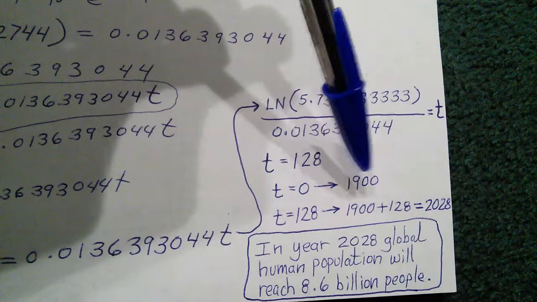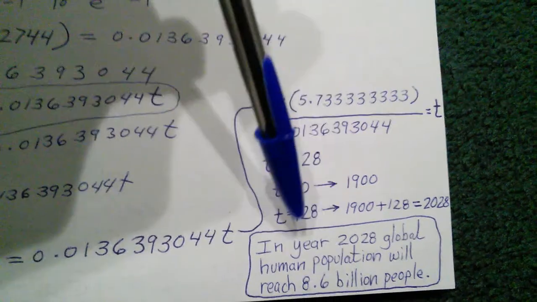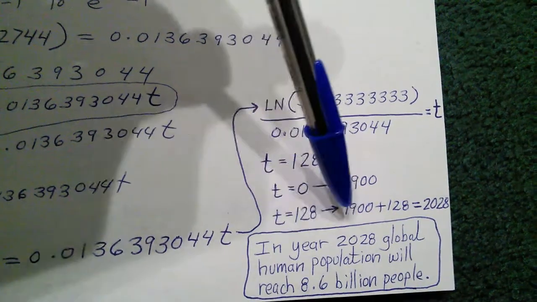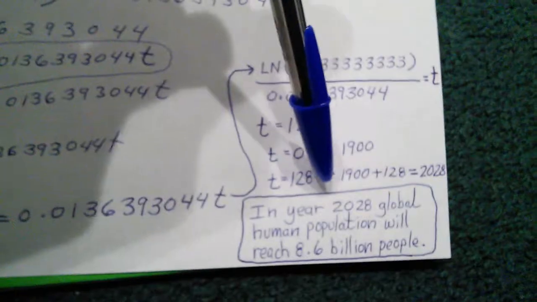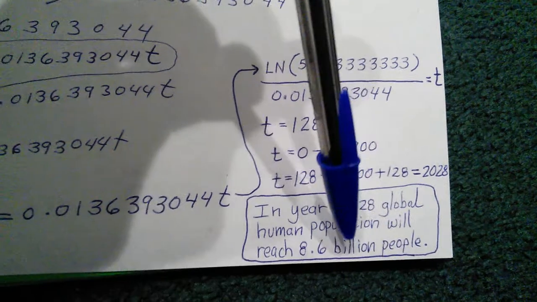So t equals 0 is 1900. So t equal 128 is 1900 plus 128, so 2028. In the year 2028, global human population will reach 8.6 billion people.